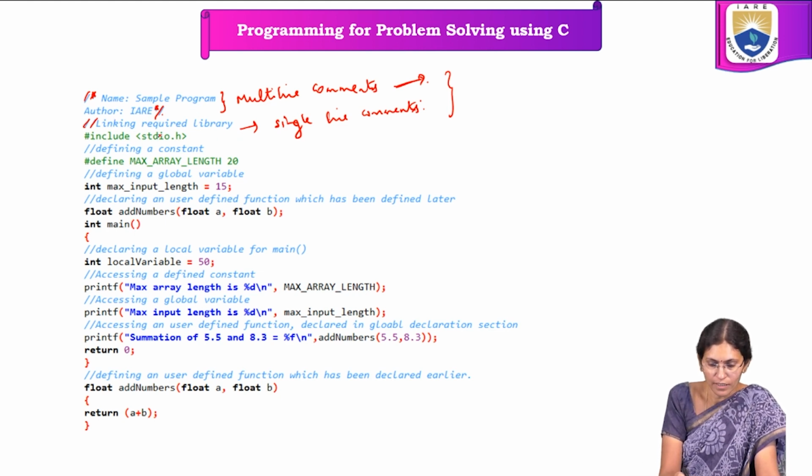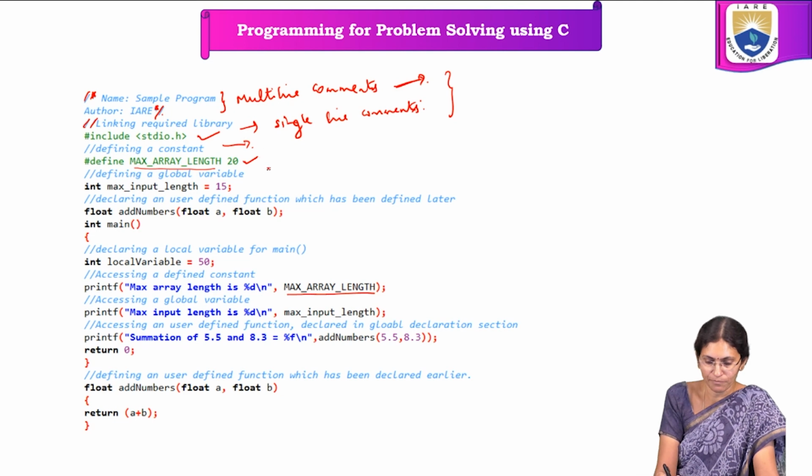Next, after that, the linking section. In the linking section, we have included #include stdio.h header file. Next, in the definition section, we have defined a constant. The syntax to define this constant is #define MAX_ARRAY_LENGTH 20. Wherever MAX_ARRAY_LENGTH is used in the program, its value will automatically be 20. So we can use this anywhere in the program, and its value will be 20.